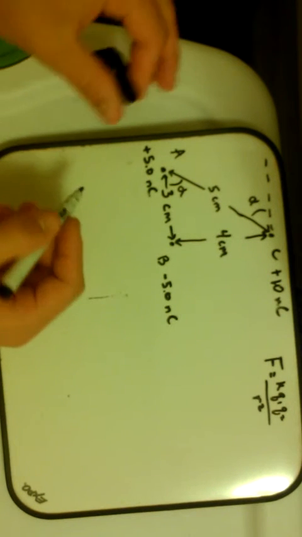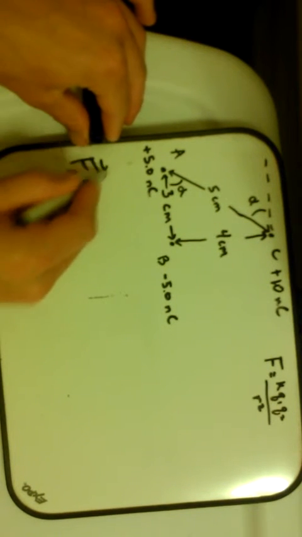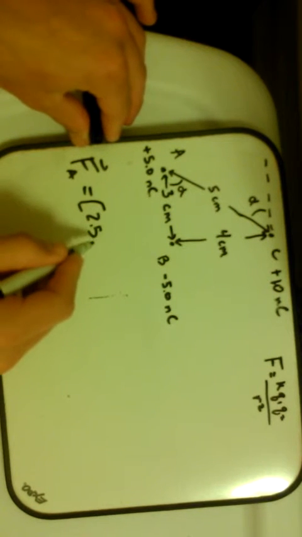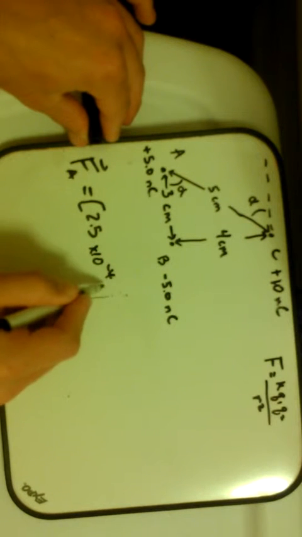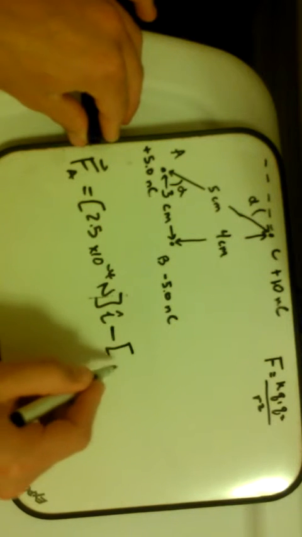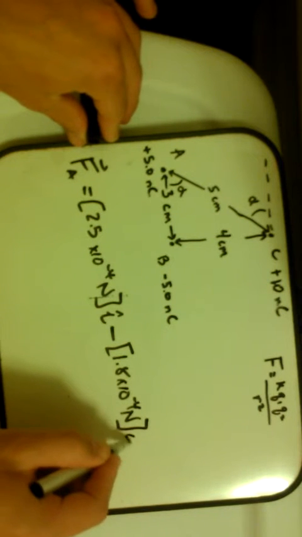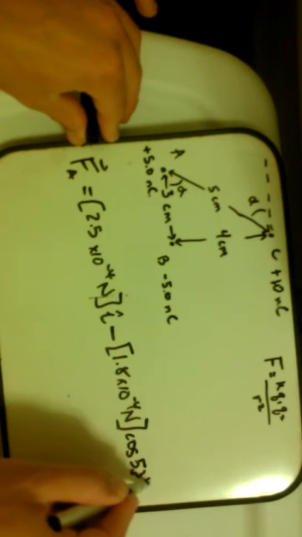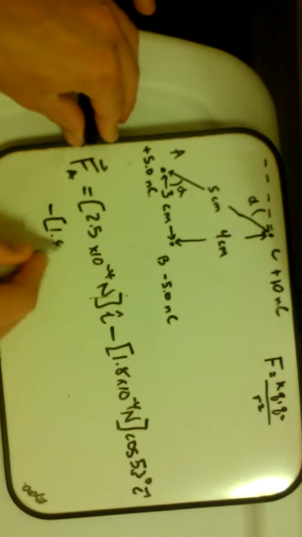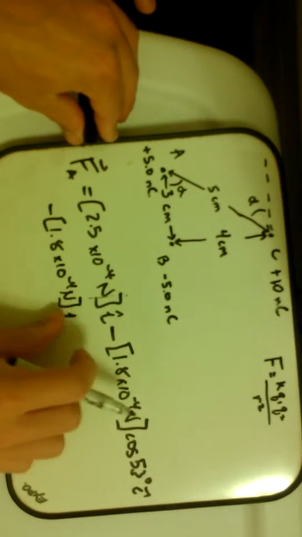So we can just do this all in one step here. The net sum of the forces on A is equal to, this is our first vector, 2.5 times 10 to the negative 4th newtons in a positive i hat direction, and then minus, because it's in the negative direction, 1.8 times 10 to the negative 4th newtons times the cosine of 53 degrees in the i hat direction, minus the 1.8 times 10 to the negative 4th newtons times the sine of 53 degrees in the j hat direction, sorry.